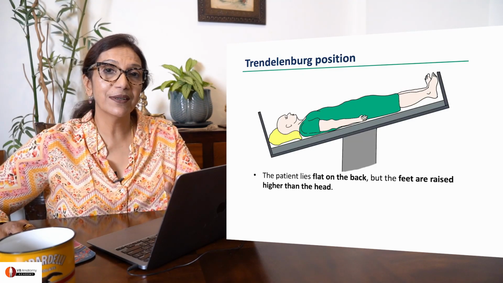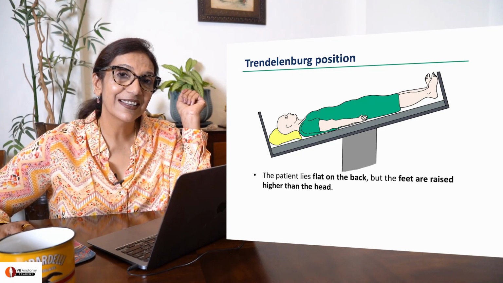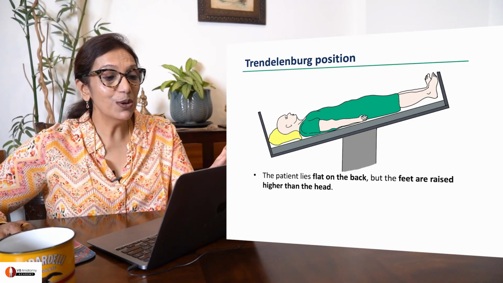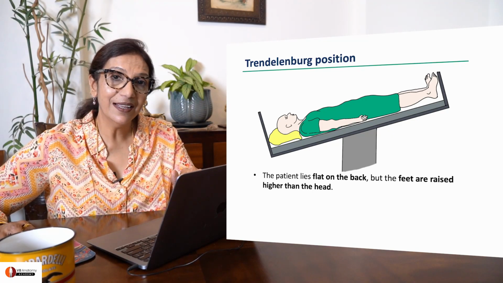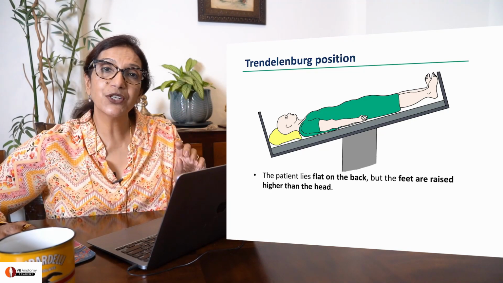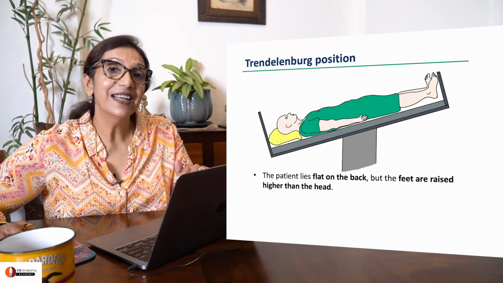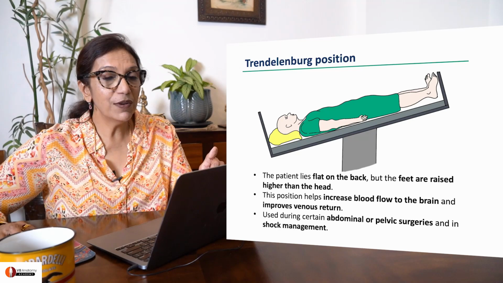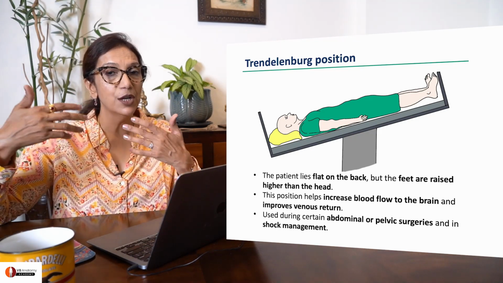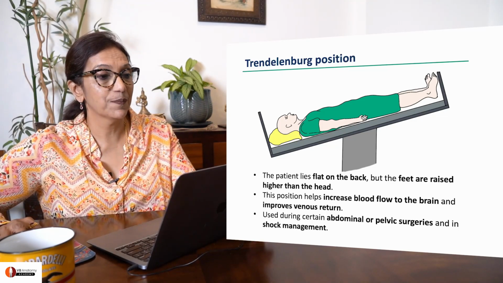Next, Trendelenburg. In common man language, what would you call Trendelenburg? Think. Head low? Absolutely. So, when the head is low and the feet are high, when you want more blood to go to the patient's head, you put the patient in this position, which is called Trendelenburg position. What is it called? Trendelenburg position. You will often put the patient in this position when you're doing abdominal or pelvic surgeries, so the blood will go further inferiorly, or even in shock management.